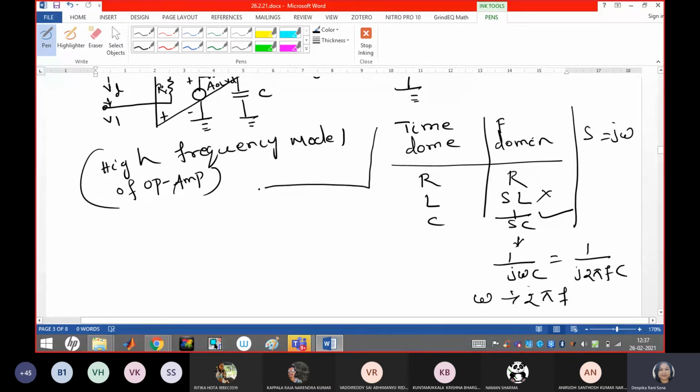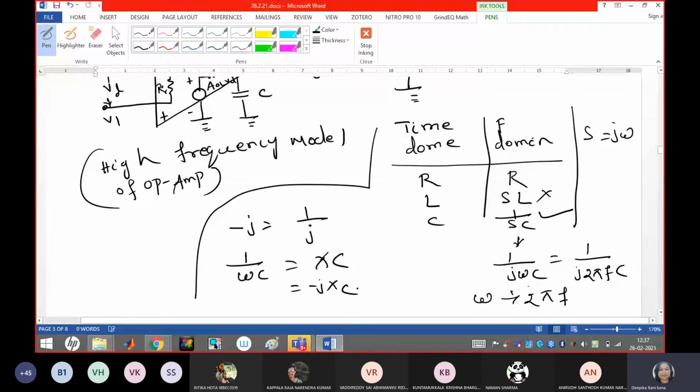So see, guys, this is some additional learning actually. Minus of J can be represented as 1 by J. So this is the 1 by J term, right? 1 by omega C is actually your XC, your capacitive reactance. So how do I represent this term? 1 by J omega C is minus of JXC. Yes, ma'am. So I have represented this term as minus of JXC.